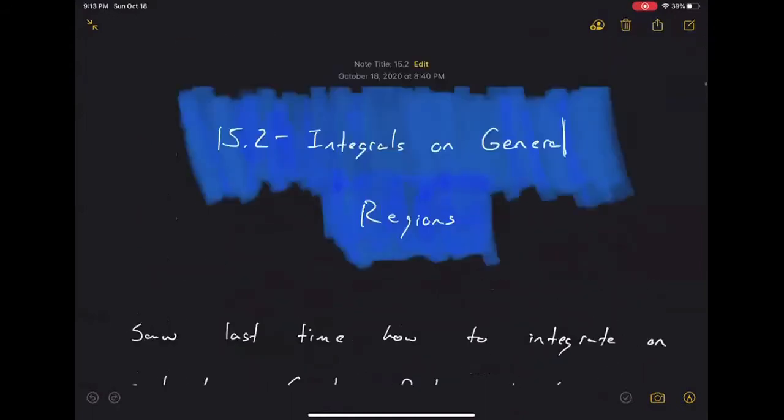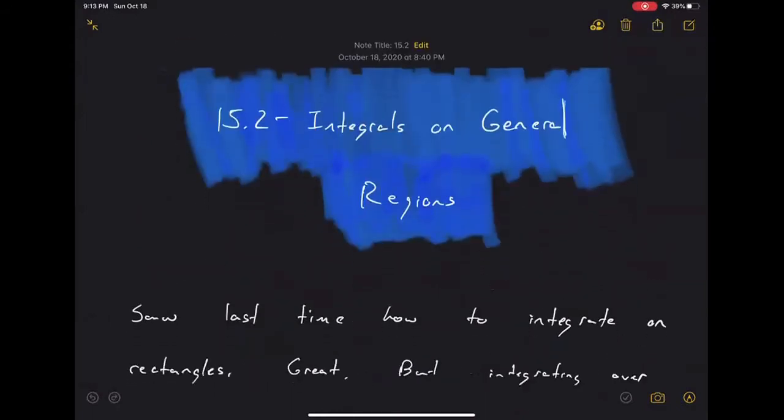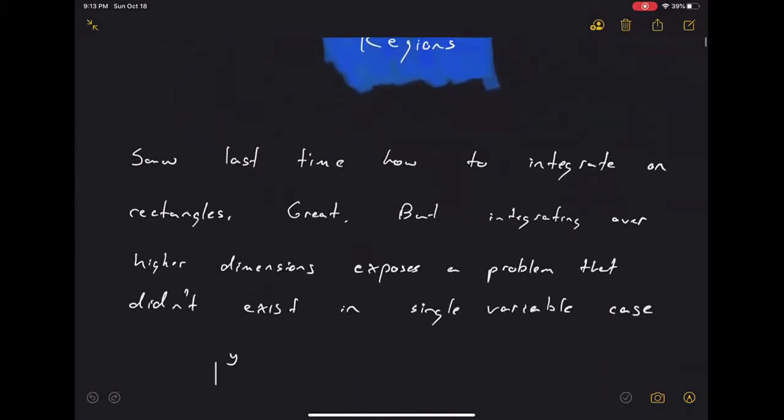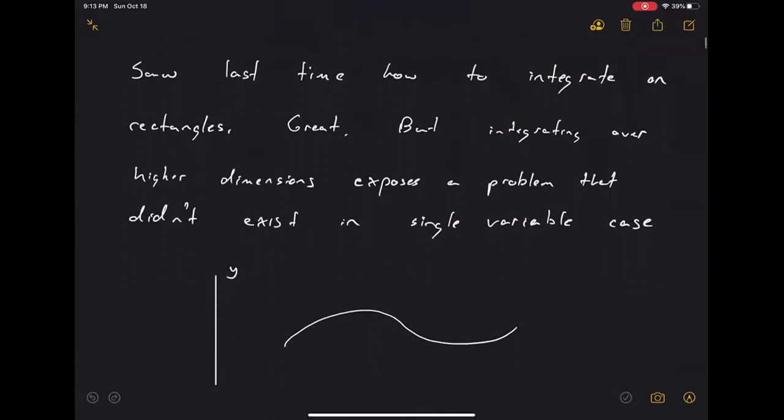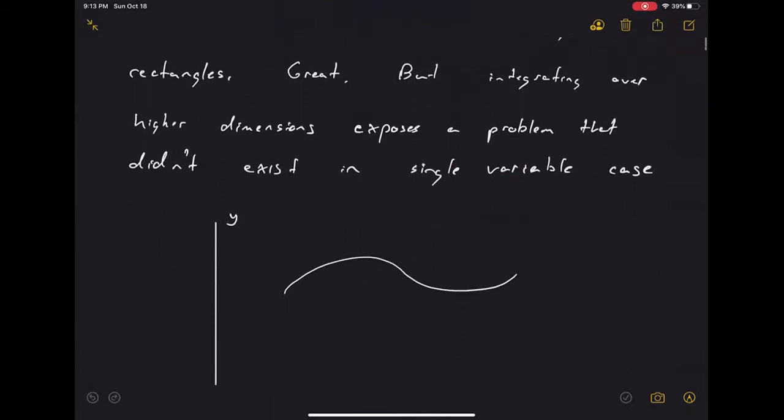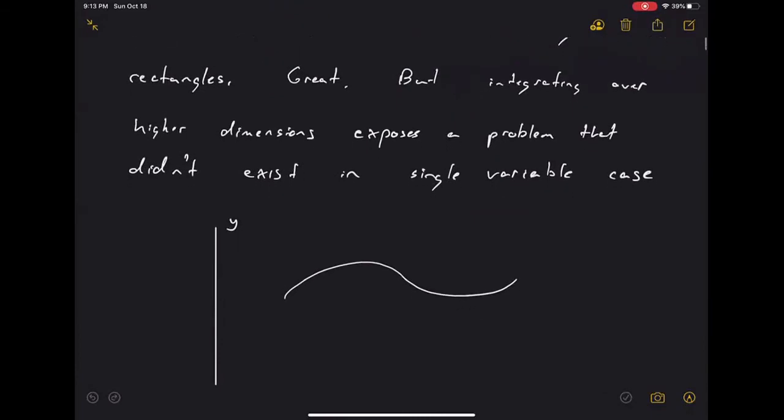Hello, everyone. Today's lecture is going to be on 15.2, which is integrals on general regions. So in 15.1, we just started dealing with integrals for these multivariable functions, integrals when our domain is more than one dimension. And we only did integrals on rectangles. And now we're going to expand that because that would be really limiting if we can only integrate on rectangles. So we did learn how to integrate on rectangles last time, and that's all well and good.